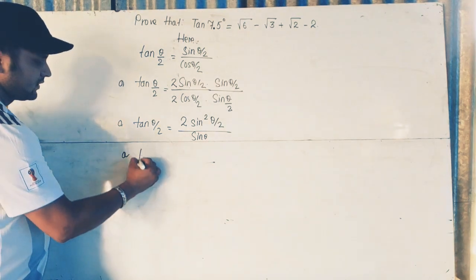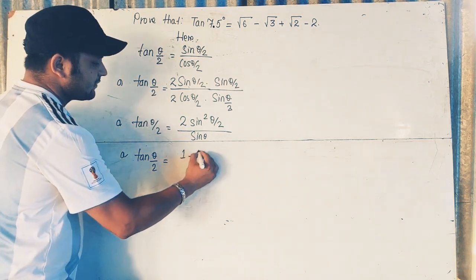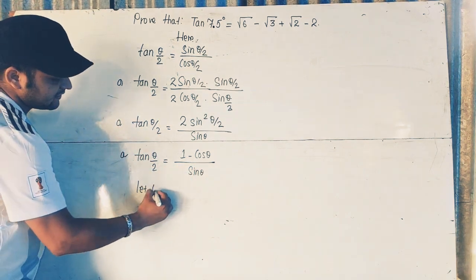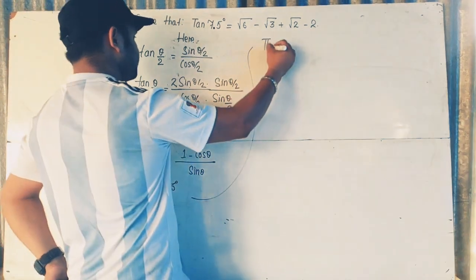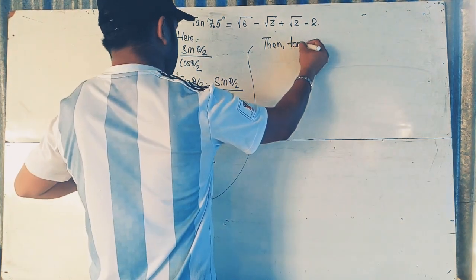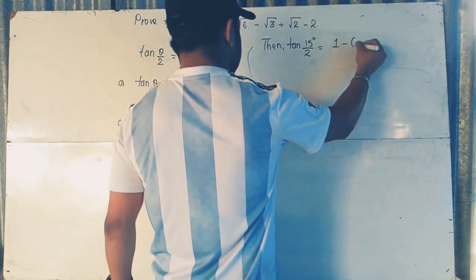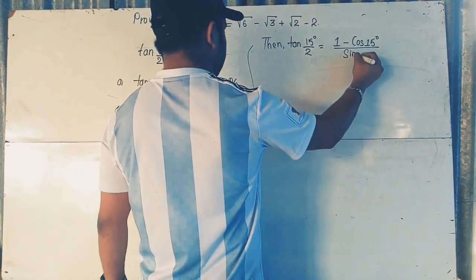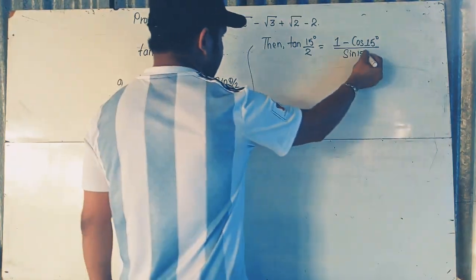Okay, tan theta by 2 equals, now 2 sin square theta by 2 is the formula of 1 minus cos theta by sin theta. So if you suppose theta to be 15 degree, then you will have here tan 15 degree by 2 equals 1 minus cos 15 divided by, in the denominator here, sin 15. So 15 by 2 is 7.5. Now our work is to find the value of cos 15 and sin 15.